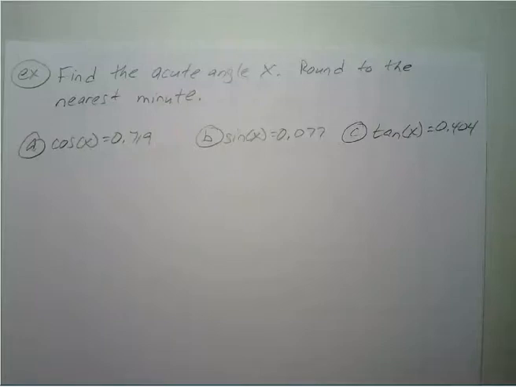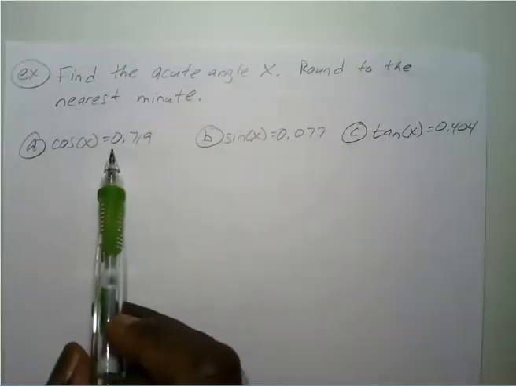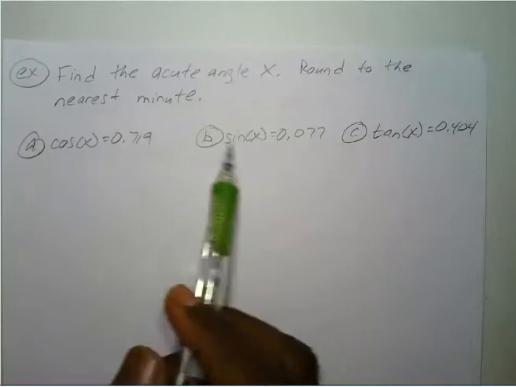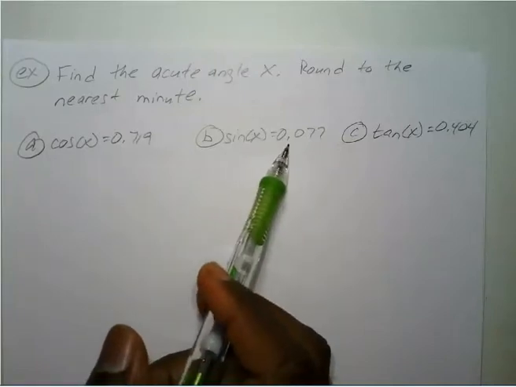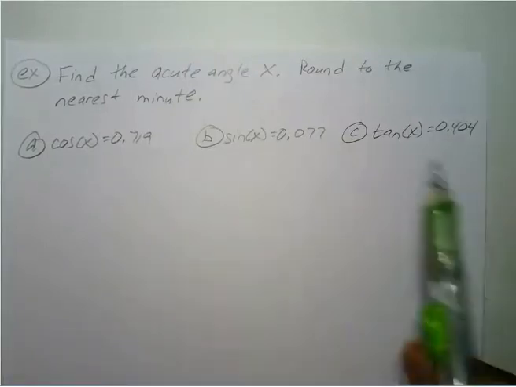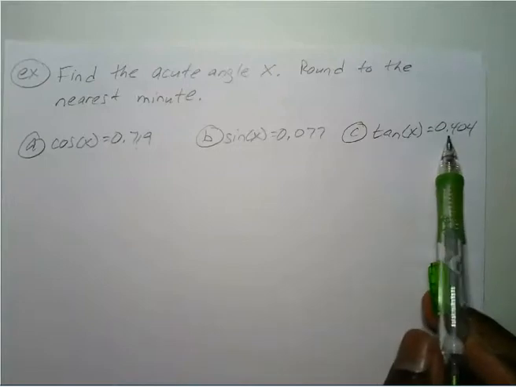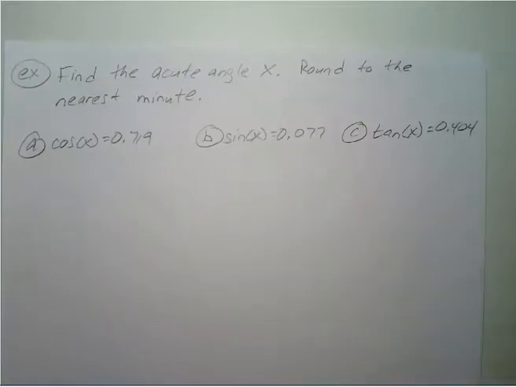All right, so we want to find the acute angle x, rounded to the nearest minute. We have cosine x equals 0.719, sine x equals 0.077, and tangent x equals 0.404.